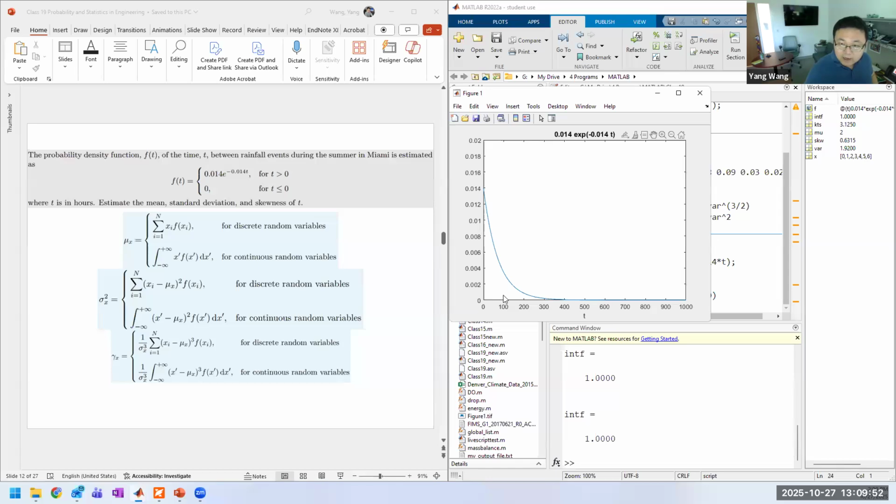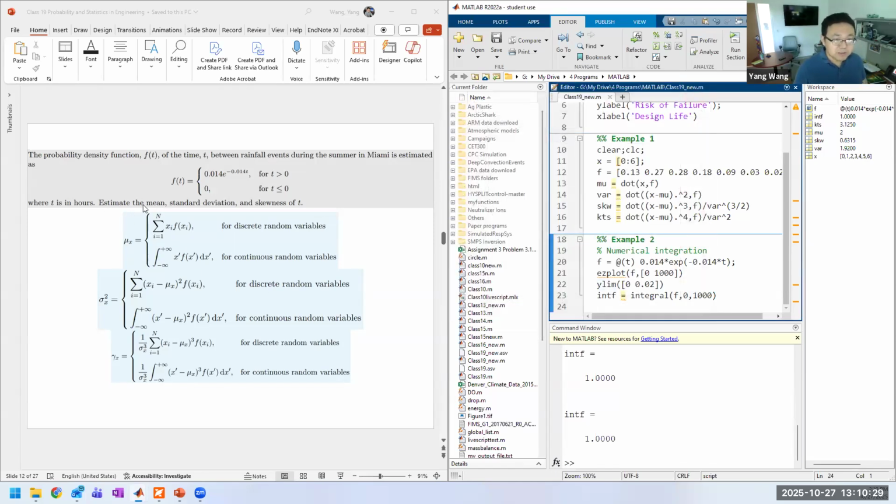So let's say when the time is 100 hours, right? If the time between rainfall events is 100 hours, then the probability is very low. But if the time between rainfall events is, let's say, 10 hours, it's going to be higher. Time between rainfall events being 0, it's 0.14. It's relatively small, right? So basically, this is telling us that in Miami, it is going to rain quite frequently, right? So then, because of that, the longer the time, the probability is going to be lower.